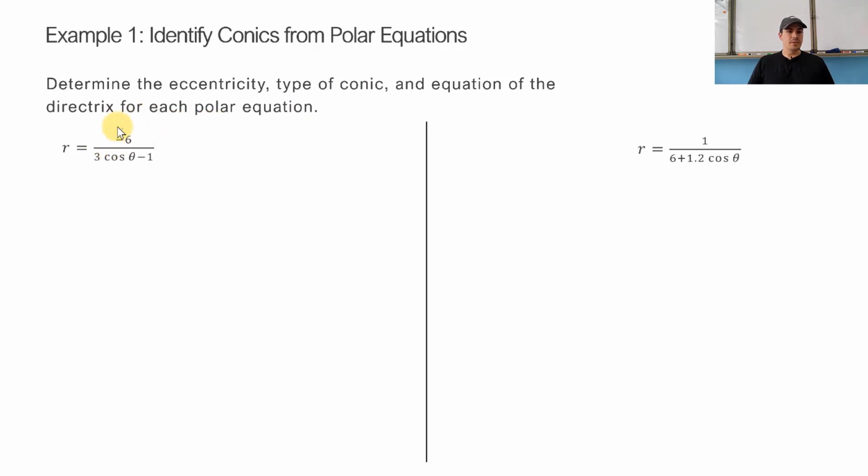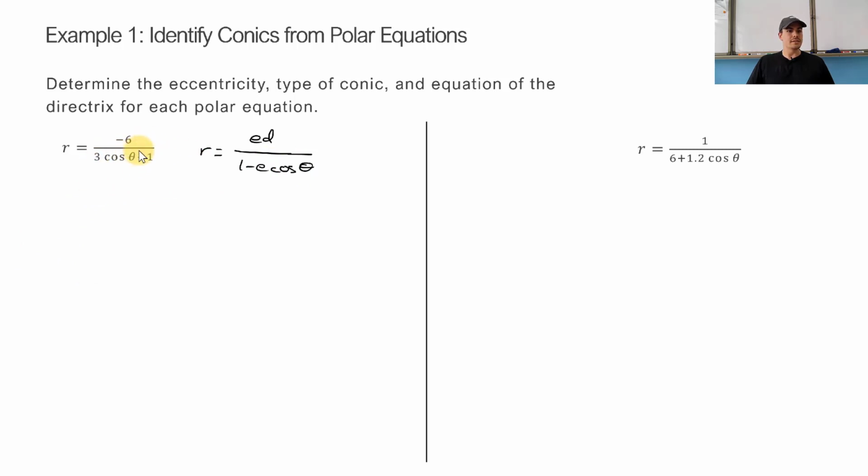Okay, so first thing we need to do here, we need to get this equation in our general form, right? So r equals ed over 1 minus e cosine theta. And I'm saying this needs to be 1 minus because I have minus here. Okay, so this is a difference on the bottom.